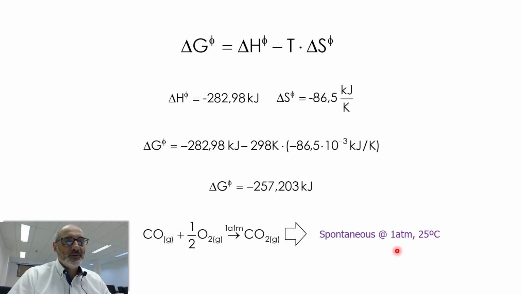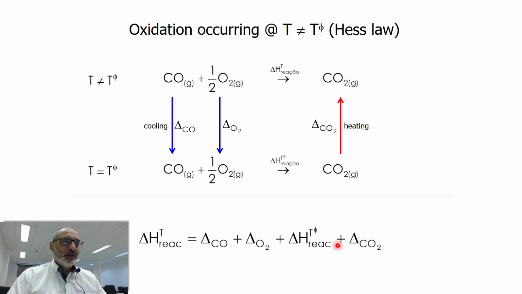at 25 degrees, 1 atmosphere. We already knew this, that CO in the presence of O2 at room temperature and pressure reacts to give CO2. This is okay. But we know that this process is conditionally spontaneous, it depends on the temperature. So let's try to figure out beyond which temperature the process is not spontaneous anymore. And for this, we're going to apply Hess's law.